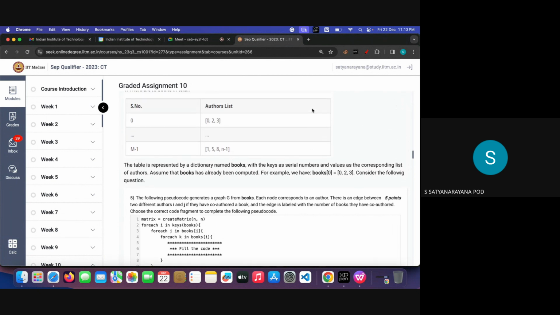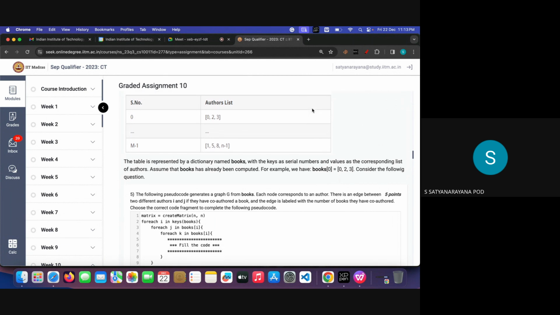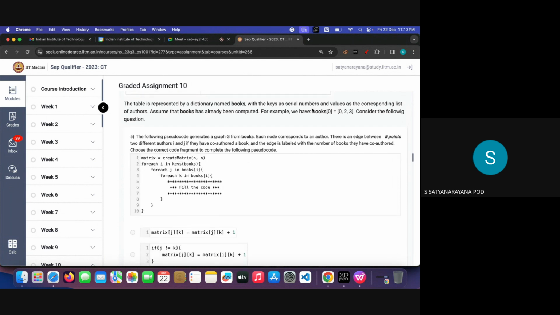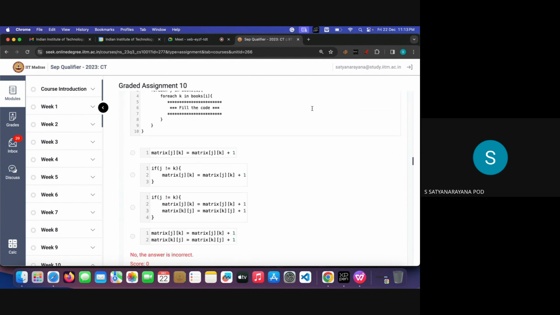This table has the serial number, and here it is authors. So we have a book of 0, considering the question. Books is already computed. It contains 0, 2, 3, which means book of 0 is authored by the 0th author, second author, third author. Now whenever equality is there, then we are increasing.